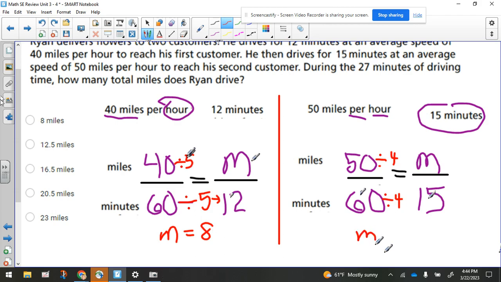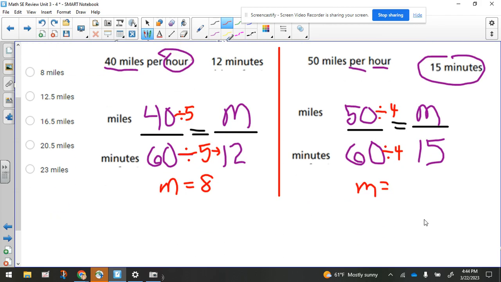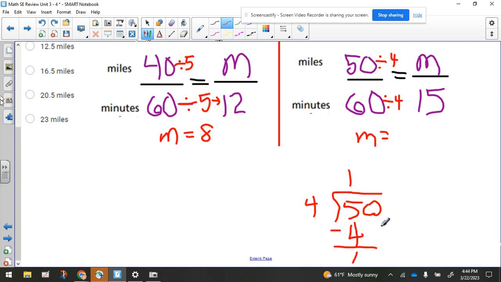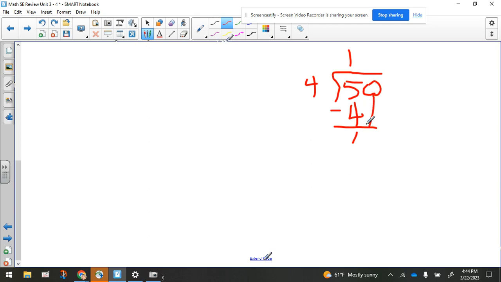Now in this case, it's not going to give us an even answer. That means we need to show the algorithm of 50 divided by 4. So let's set that up down here. 50 divided by 4. If I said 40, I meant to say 50. 50 divided by 4. So it's going to go in one time. Subtract, we get the 1 left over. Bring down the 0. 4 goes into this twice. Subtract. 4 times 2 gives us the 8. We get the 2 left over.